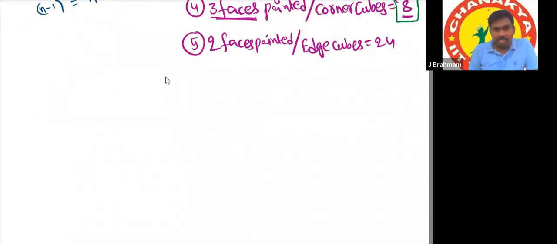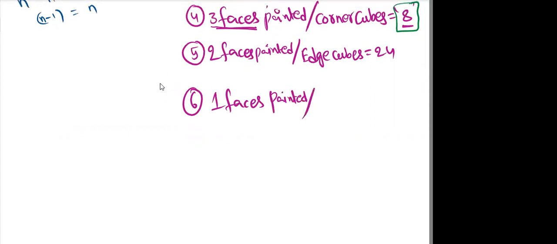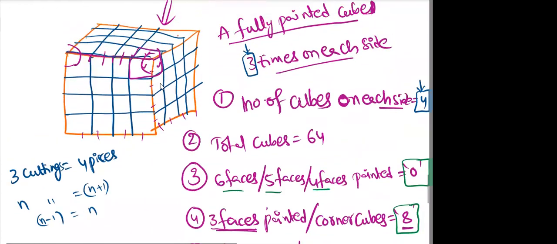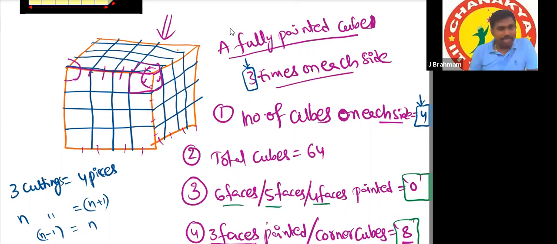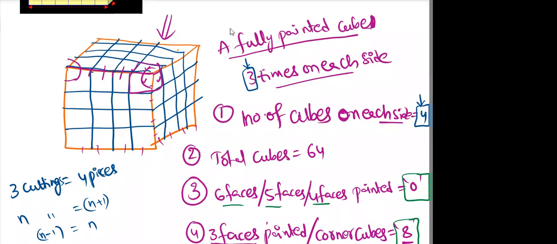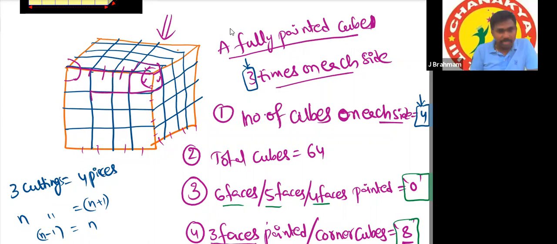Ready for the next question. Next question is one face painted cubes. First, tell me the location where these cubes are available. On the face, between the edges and the corners, excluding the edges and corners. In the middle of the face. Yes or no? Yes, sir. Purely the middle of the face cubes are painted on one face only.